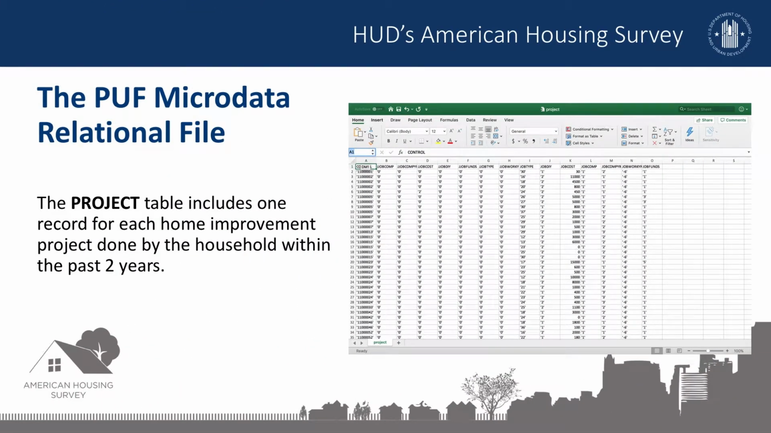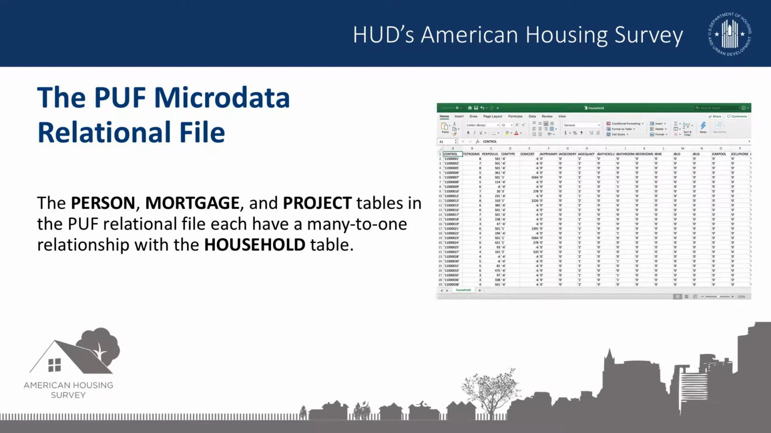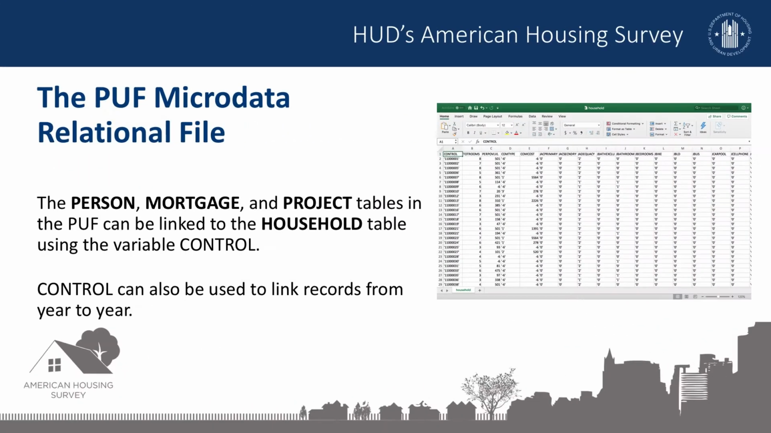The project table includes one record for each home improvement project done by the household within the past 2 years. At most, there are 26 records per household, reflecting up to 26 projects. The person, mortgage, and project tables in the PUF relational file each have a many-to-one relationship with the household table. The person, mortgage, and project tables in the PUF relational file can be linked to the household table using the variable CONTROL. CONTROL can also be used to link records from year to year.